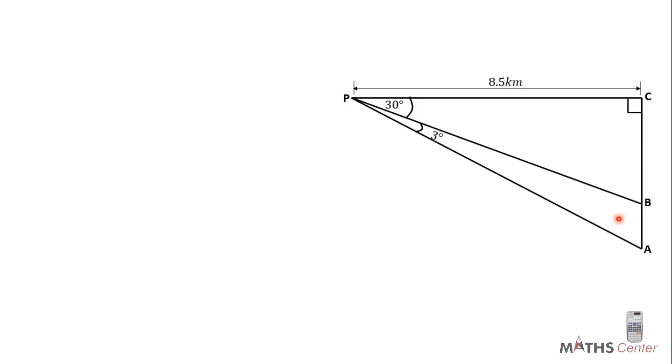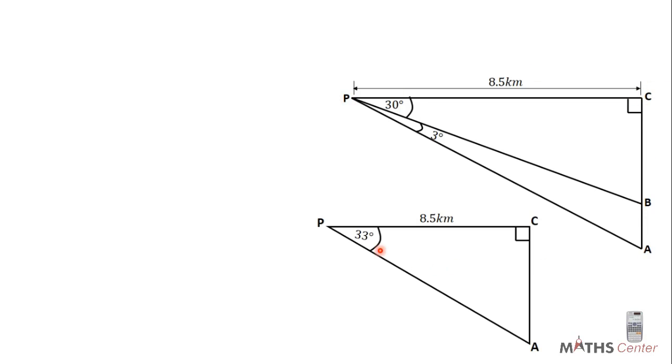Okay, let's find CA. We have found CB, so let's find CA. To find CA, we are going to use the triangle PCA. So considering triangle PCA, PC is still 8.5 kilometers, as you can see from here, but the angle is 33 degrees because we are talking about the bigger triangle PCA. So the angle here is 33 degrees. We are looking for CA. CA is opposite to 33 degrees and PC is adjacent to 33 degrees.